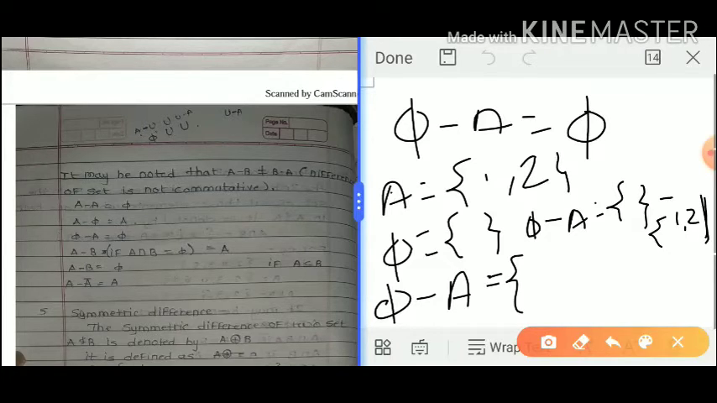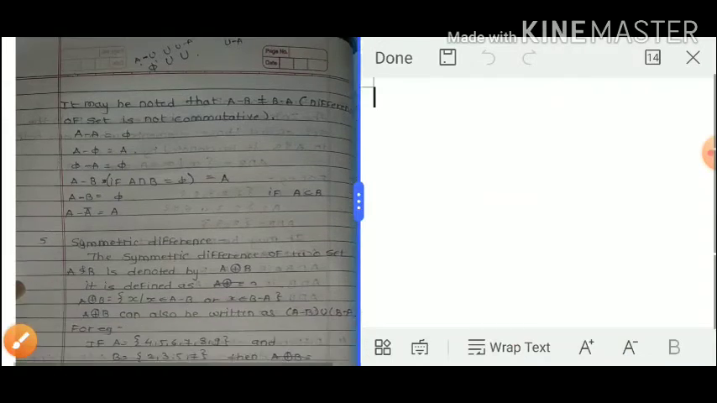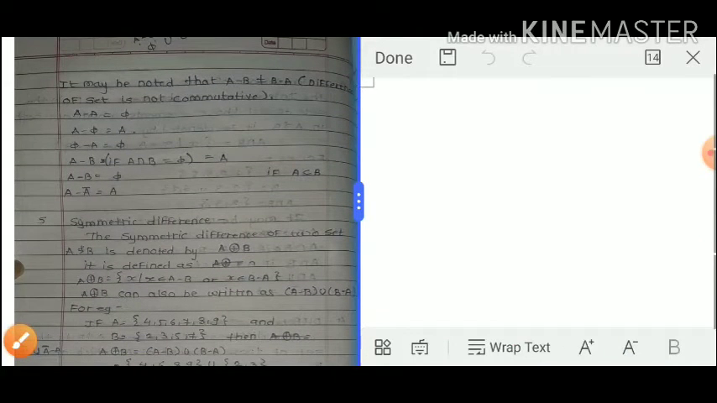Because here the first set is phi, it contains null, there are no elements in it. So the result is empty, because in a difference we consider only the starting set's members. But here there are no elements or members in the phi set because it is null, so the result is always null or phi. By the same way we can find out A minus B.